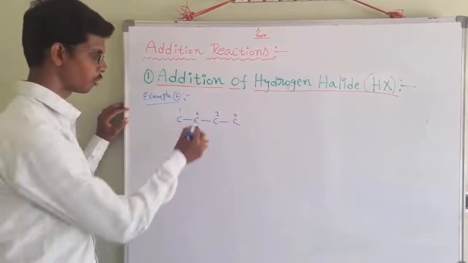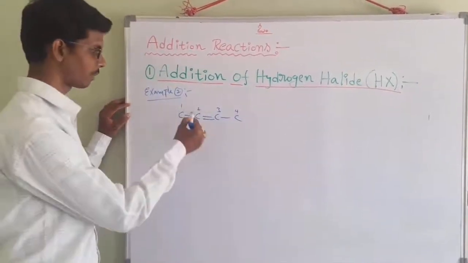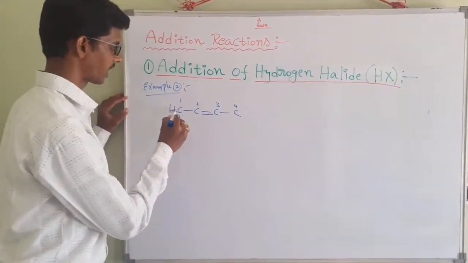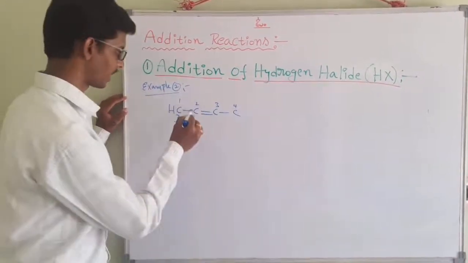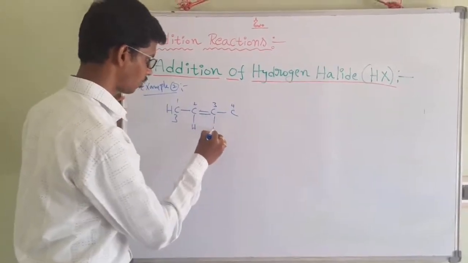Suppose for example, 2-butene means here in this second and third carbon, it is consisting of a double bond. Remaining you should fill with hydrogens. CH3 carbon valence is here 1. The remaining 3 is satisfied by hydrogens. Here carbon valence is 1, 2, 3 is covered. That's why one hydrogen. Here is also one hydrogen.